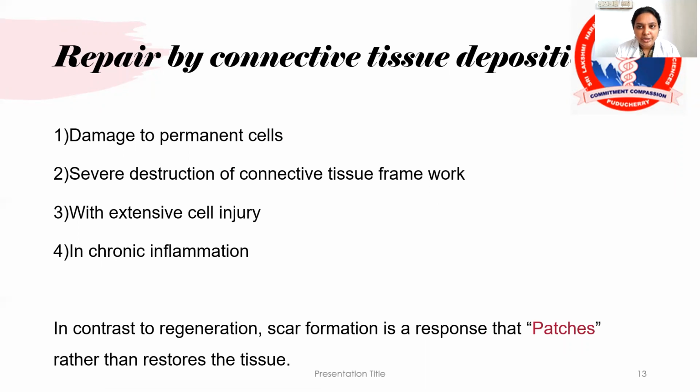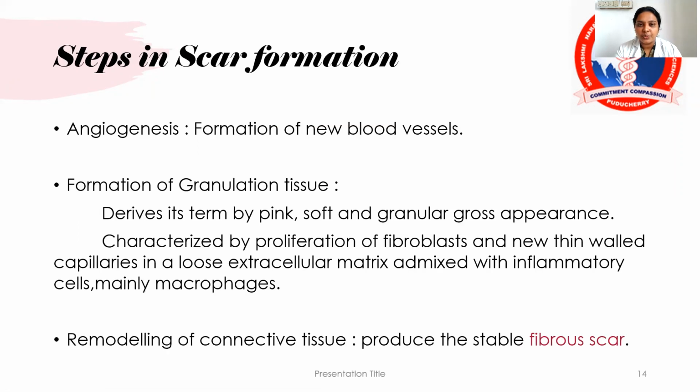This repair by connective tissue deposition occurs if there is either damage to permanent cells, or there is severe destruction of the connective tissue framework, or if there is extensive cell injury, or in case of chronic inflammation. In contrast to regeneration, scar formation is a response which patches rather than restores the tissue. As I said before, scar formation helps in maintaining the structural integrity, but it doesn't replace the normal tissue.